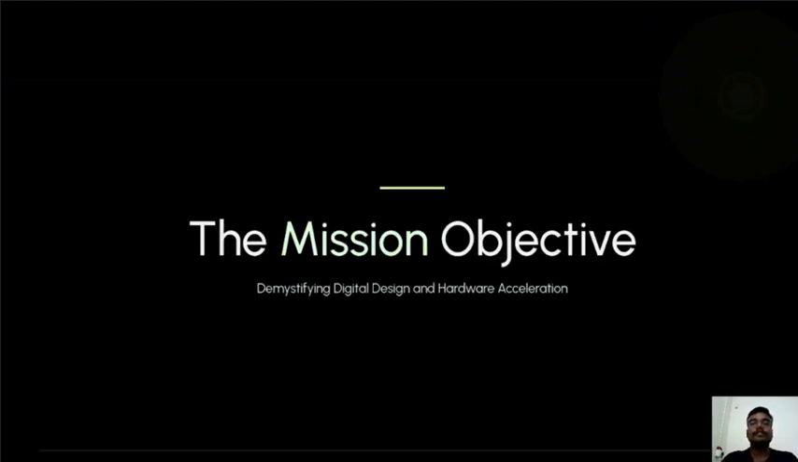So the mission and objective of this series is to demonstrate how to write the codes that are actually used for prototyping of the FPGAs.